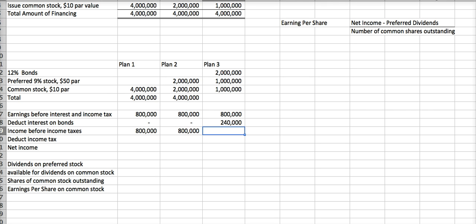And for this one, it's going to be 800,000 minus what we have to pay out in interest. So our income before income taxes will be less for Plan 3. Now we're going to do income tax. The problem will have to tell you what the tax bracket is, and I believe it's probably going to be 35% if I were to guess, but let me look for it in the book. Oh, it's 40%.